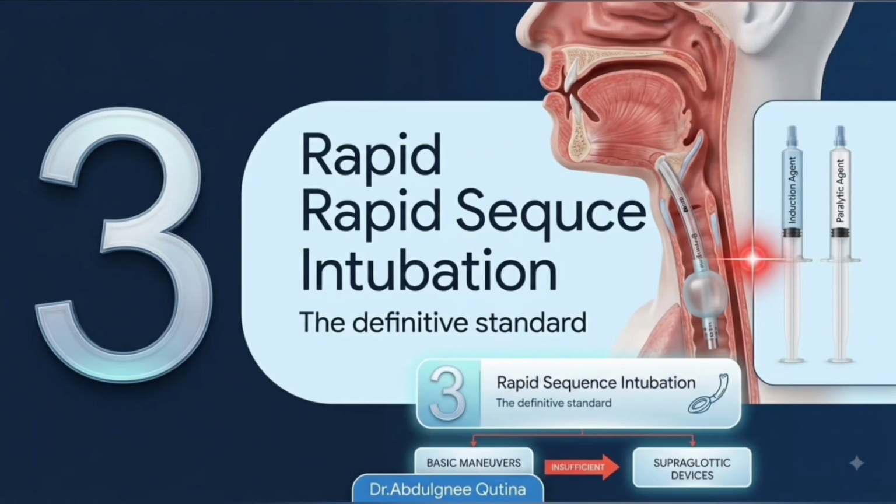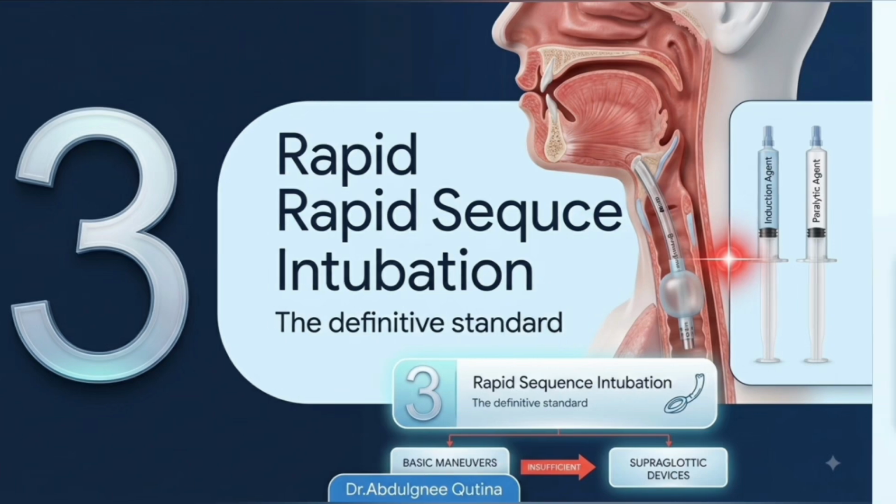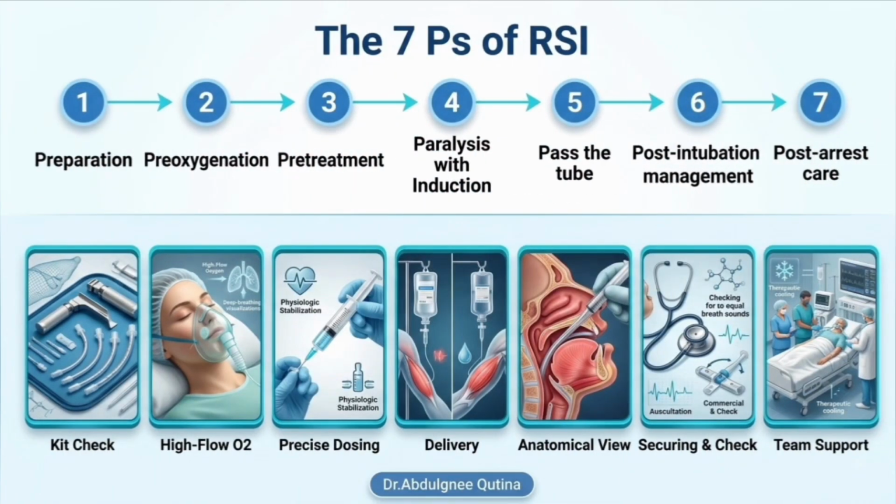Okay, Section 3, Rapid Sequence Intubation. When basic maneuvers just aren't cutting it, we escalate to our gold standard, RSI. This vertical checklist right here, the 7 Ps of RSI, is used in something like 85% of ED intubations. It's highly algorithmic.